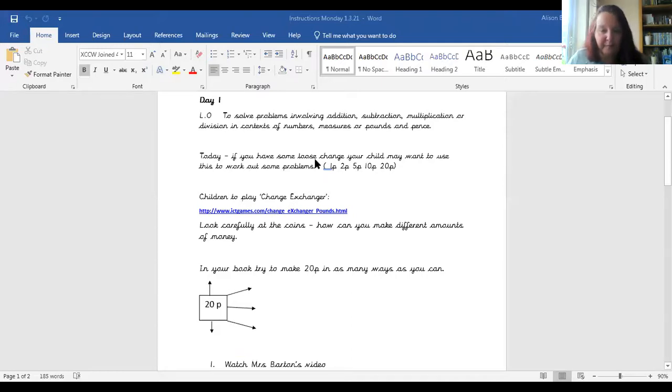Okay, so this is my share button. Right, so today, if you've got any money around your house or in your money box or in mummy's purse, you might want to have a look at the coins, especially 1p's, 2p's, 5p's, 10p's and 20p's. If you've got a pile of those, they might help you. If you're in school, your teacher will give you some.